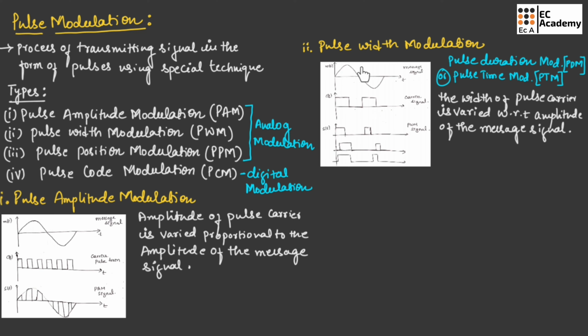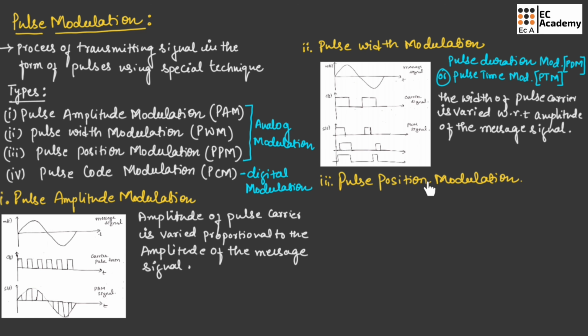Again, you can see here in this diagram pulse width modulation is explained. Here the message signal is considered along with the pulse carrier signal. So, the width of this pulse carrier signal is varied in accordance to the amplitude of the message signal. As you can see here, the width of the carrier signal is varied in accordance to the instantaneous amplitude of the message signal. Now, let us understand pulse position modulation.